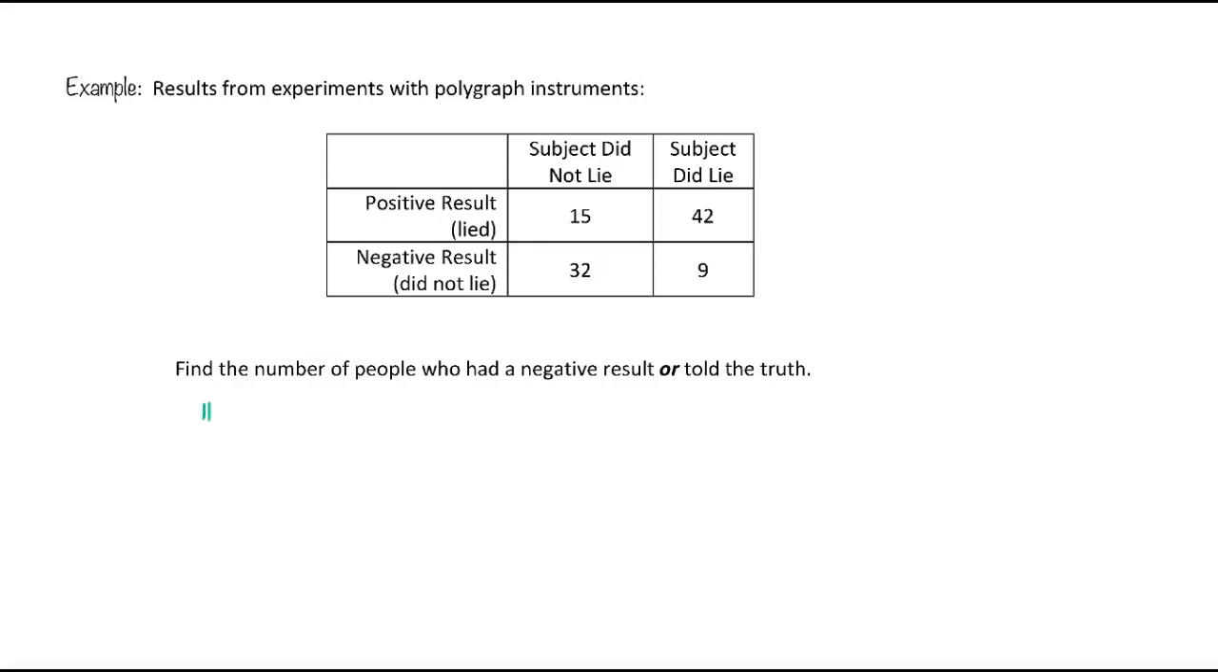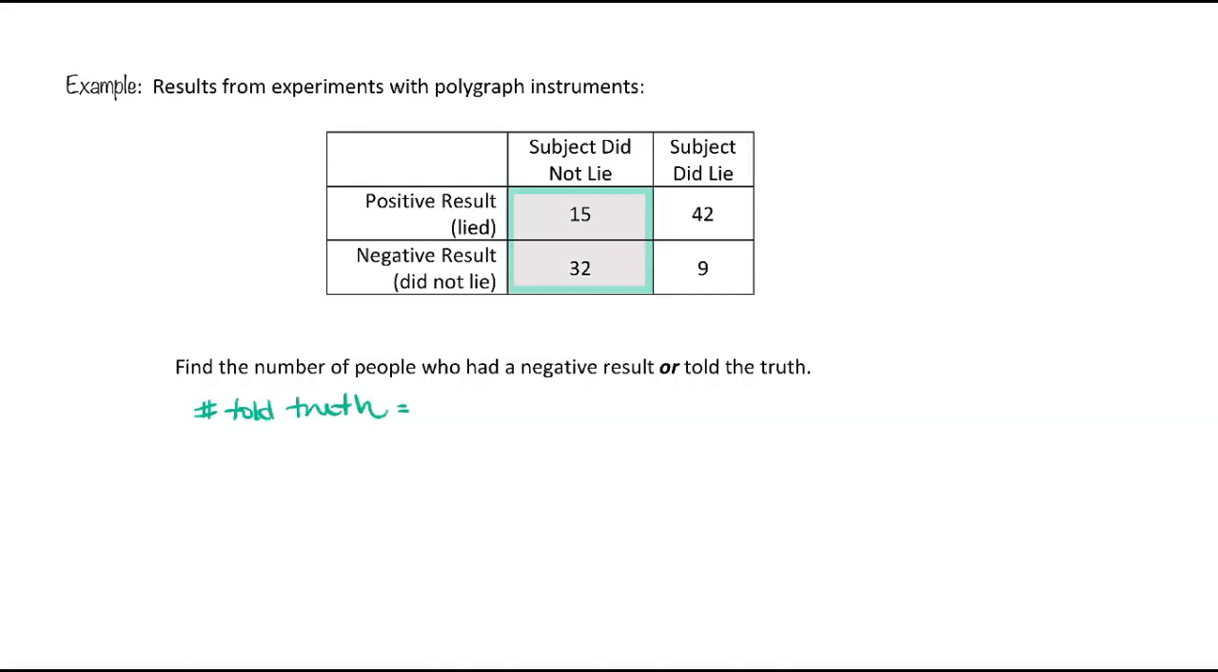Let's first figure out the number of people that told the truth. If they told the truth, they did not lie. That would be these 15 and 32 people, for a total of 47 people. Now let's consider the number of people that had a negative result. That would be these 32 and 9 people in these two boxes, or a total of 41. If we simply added these two together to figure out the number of people that had a negative result or told the truth, we would get 89, and we would actually be very wrong.